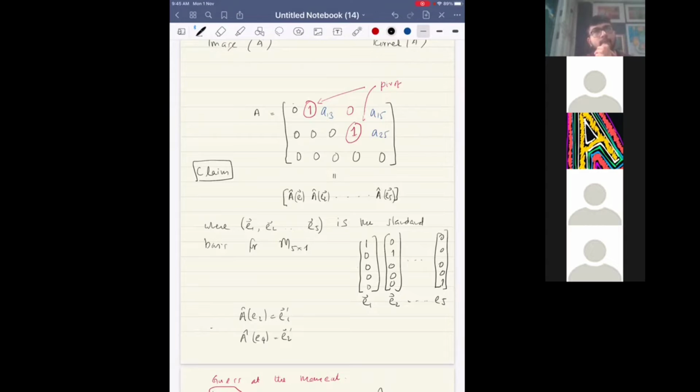Okay, so is this clear to everyone? Because that follows from this claim. See, A hat E2 is the second column here, and that is E1 by definition of E1 prime.